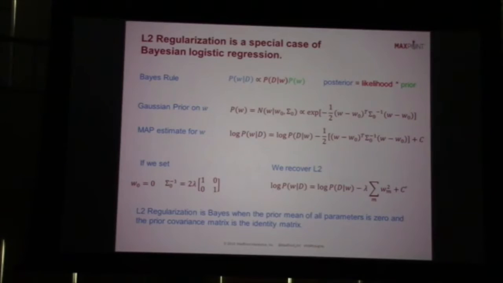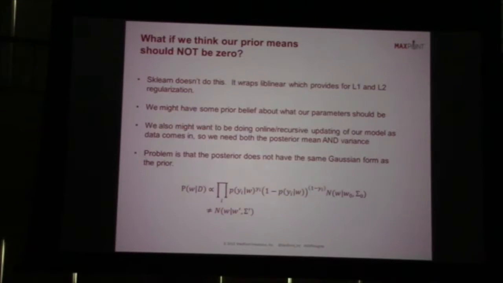So L2 regularization is Bayes when your prior means are 0 and you have an identity matrix for your prior covariance matrix. That's great if we don't know anything about what we think our parameters should be. It's kind of a null assumption. But what if we think we do know something and we don't want our prior means to be 0?